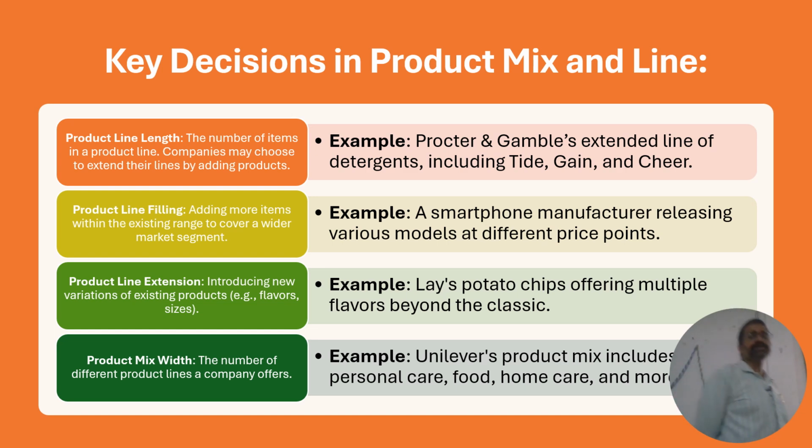So key decisions, boys and girls, what should you do while you are in a business? The first decision is product line. The number of items in your product line, how many will you have? Procter & Gamble, P&G, in short, you would have heard. Procter & Gamble extended a line of detergents including Tide, Gain and Cheer in foreign markets as well. In the Indian market, we are aware of Tide.